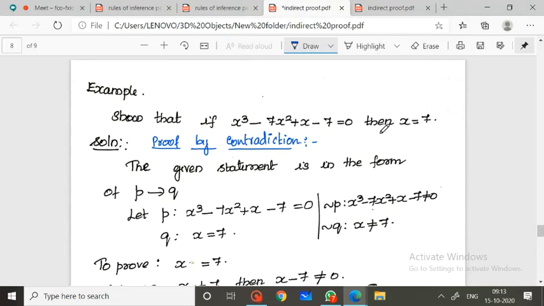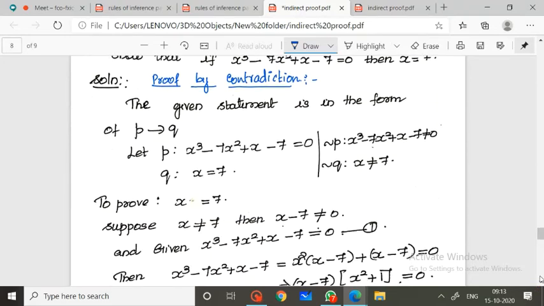Okay. Now, next question. Show that if x cube minus 7x square plus x minus 7 is equal to 0, then x is equal to 7. So, we shall take this proof by contradiction. So, the given statement is in the form of, what is that format? P implies Q. So, what is P? P equal to x cube minus 7x square plus x minus 7 is equal to 0.